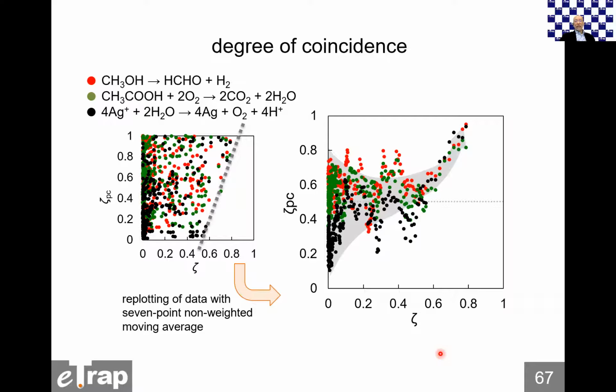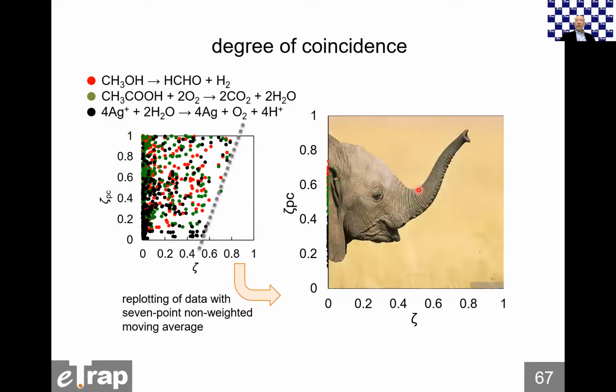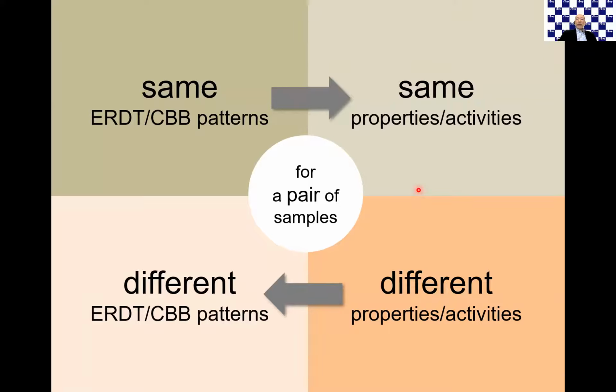And here, this is plotted for photocatalytic activity. So any kind of activity, property, or something gives a similar plot. And we call this the elephant plot. So the important point is that the same ERDT CBB pattern means the same properties and activities because they are the same. And if different properties or activities are obtained, they must show different ERDT CBB patterns, because if they were the same, then this must be the same.